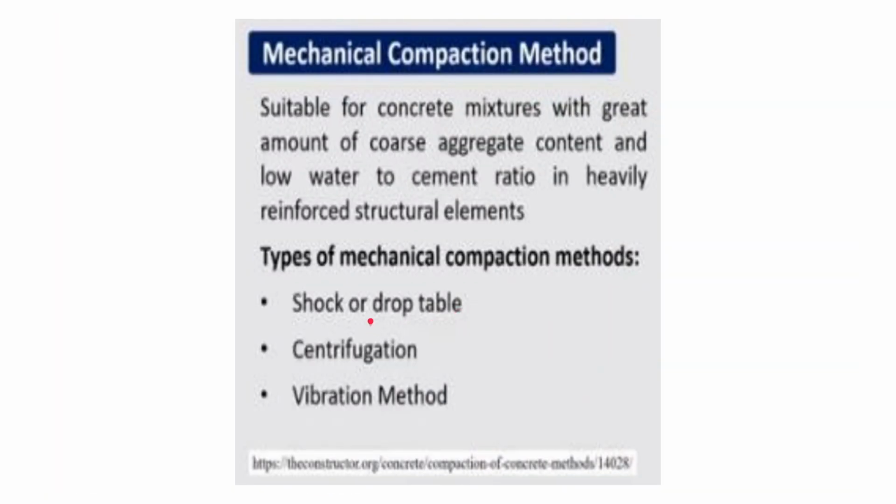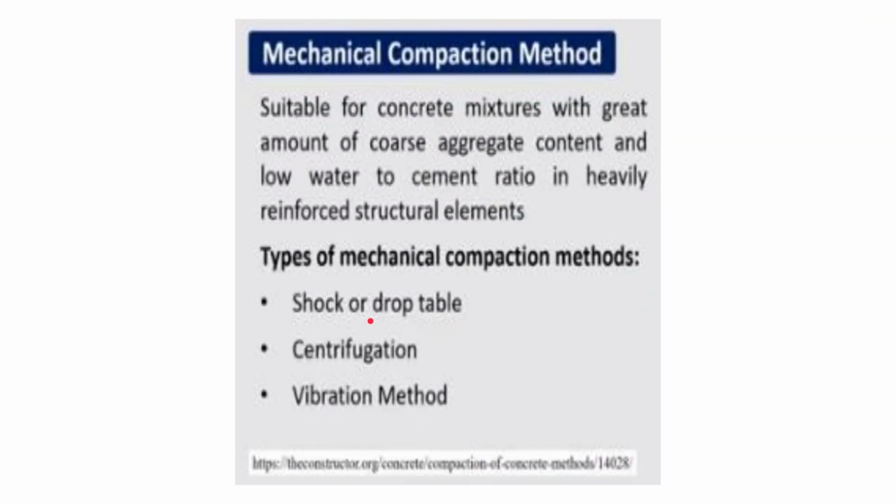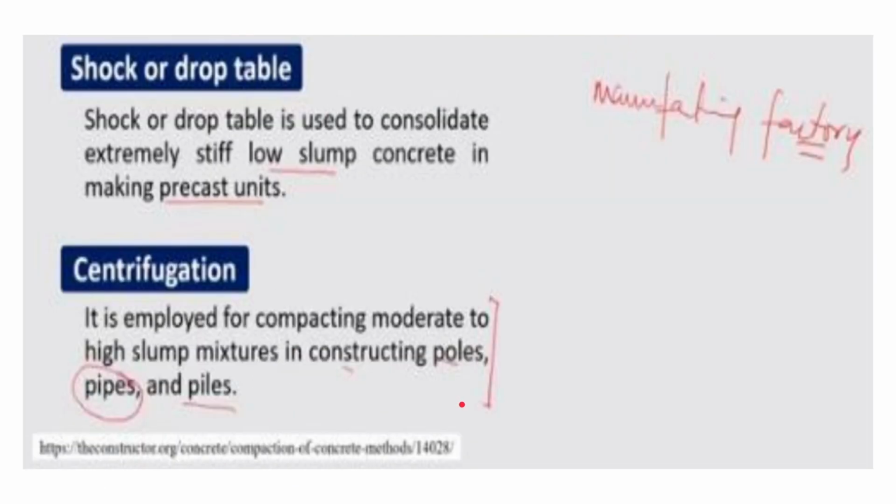So that is mainly about hand compaction. Now let us go to mechanical compaction. It is suitable for concrete mixtures with a great amount of coarse aggregate content and low water to cement ratio in heavily reinforced structural elements. Basically there are three types of mechanical compaction method. One is shock or drop table, second is centrifugation, and third is the vibration method.